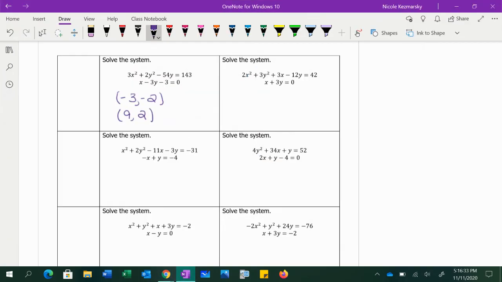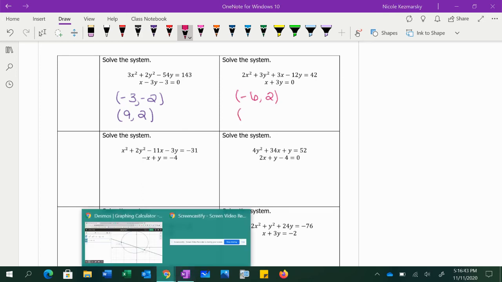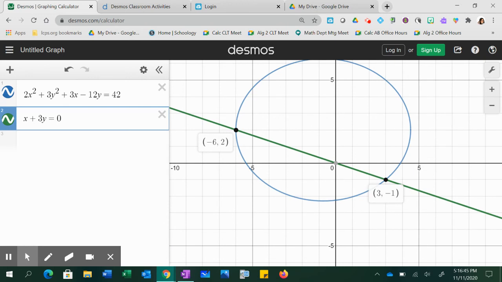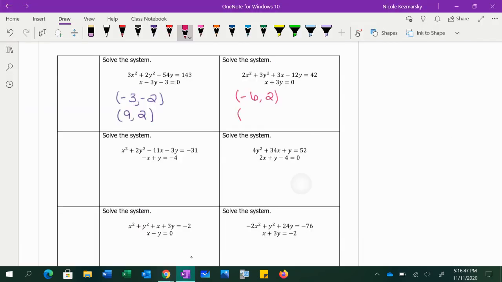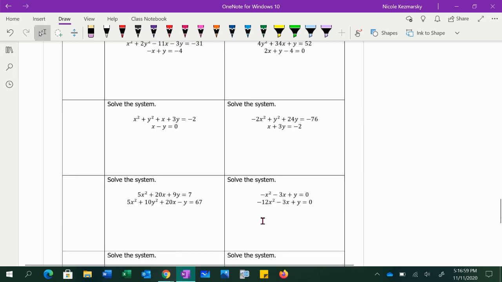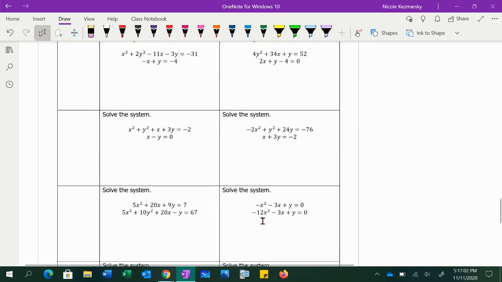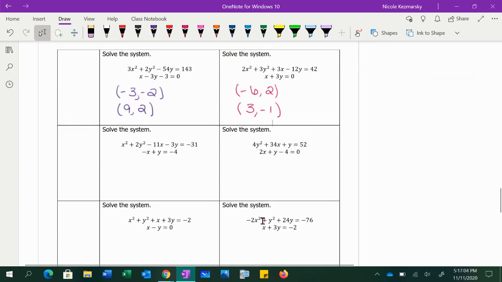So let's add those into our solutions over here. So -6 comma 2. And I've already forgotten the other one, so let me go back and look. 3 comma -1. Okay. All right. Let's try. Some of these can get really crazy complicated. So let's just try one or two more. So let's try the next one.